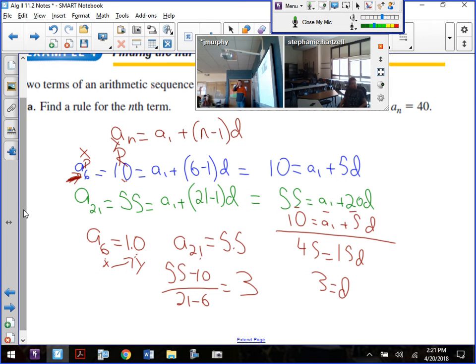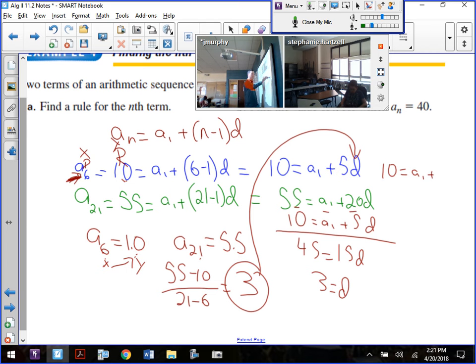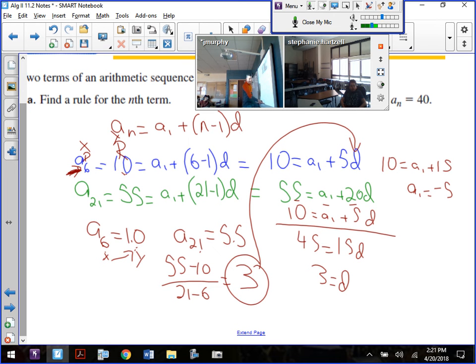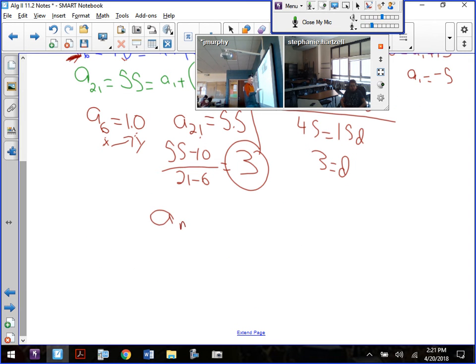So what we wind up with here is this common difference of 3, which means I can take that value of d and substitute it into either equation. It doesn't matter. I should still get the same first term, hopefully. So if I take this value of 3 and substitute here, I get 10 equals my first term plus 15. What's my first term? -5. So my equation that generates this whole thing would be a sub n equals 3n minus 5.